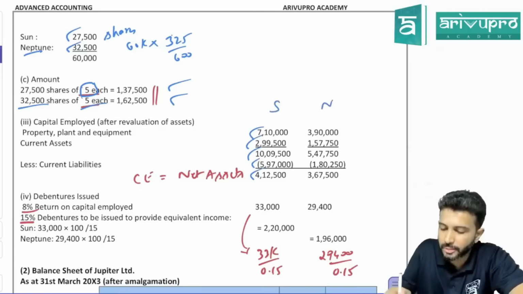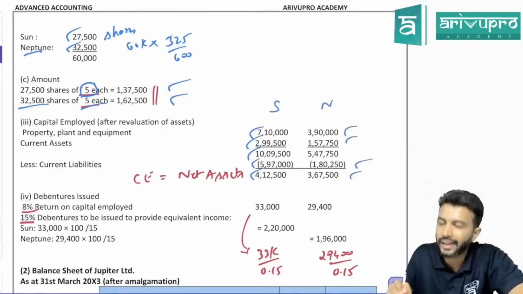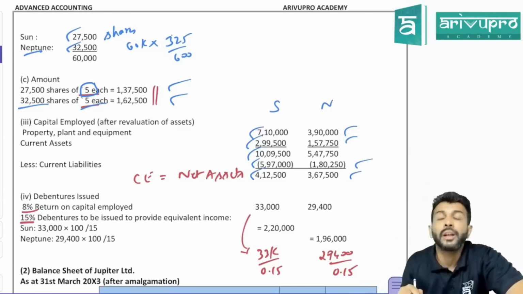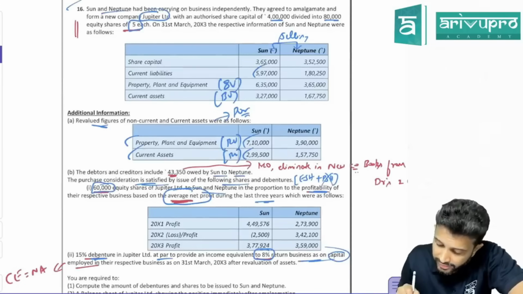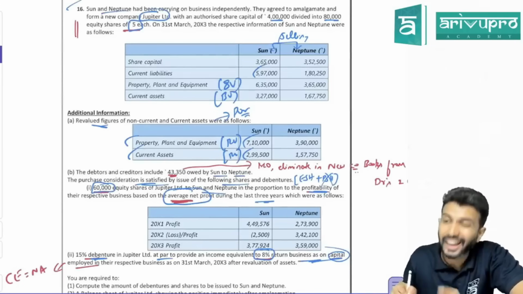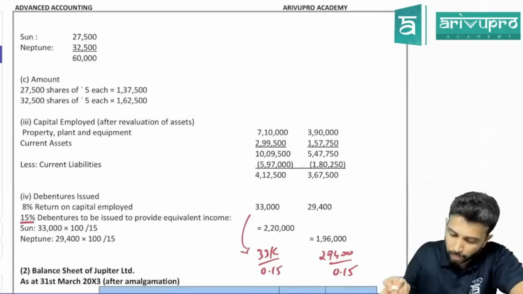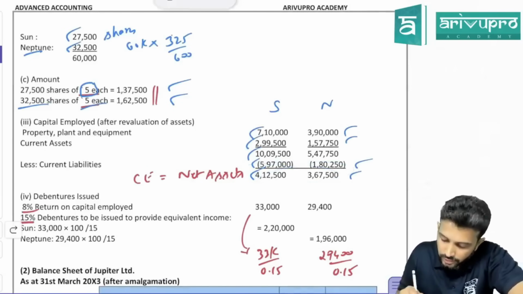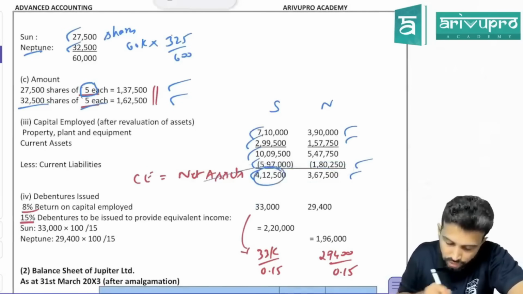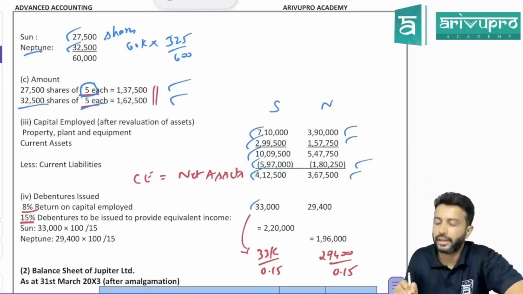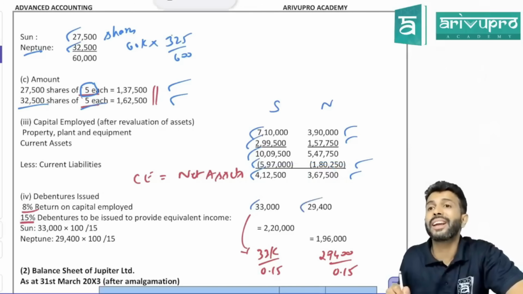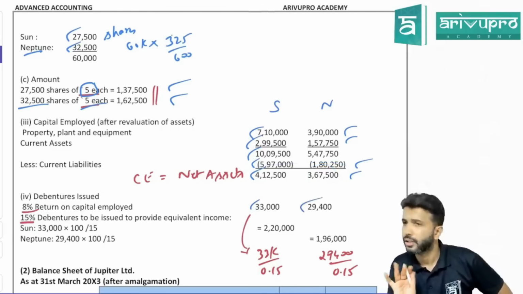This is for Sun. Same thing if you do it for Neptune, you're going to get 3,67,500. Agreed? There are the net assets. They said 8% return on capital employed, and capital employed is nothing but net assets. Calculate 8% of this. 4,12,500 into 8% gives you 33,000. 367,500 into 8% gives you 29,400. Correct? That's what we said.